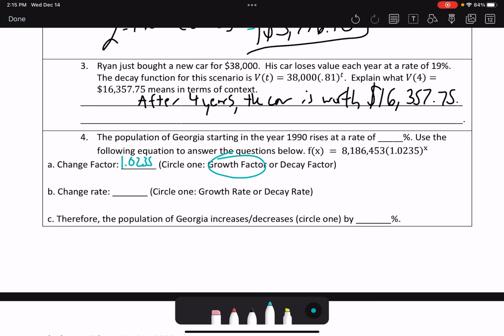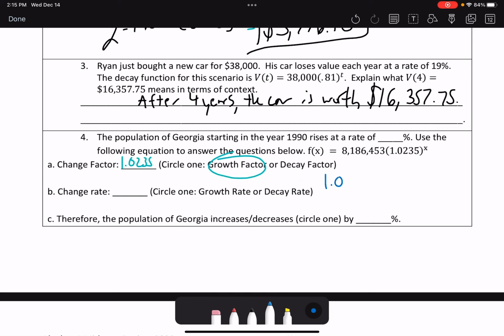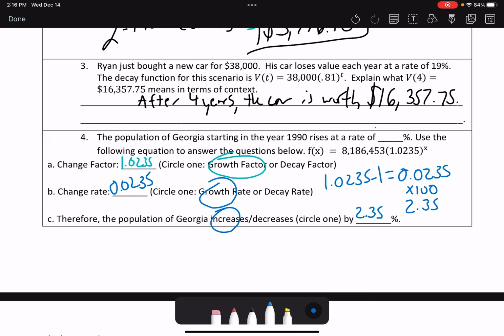To find my rate, I'm going to take that 1.0235 and subtract the value of 1, which is going to give me 0.0235. But because I had a growth factor, this is also going to be a growth rate. And I now want to convert that to a percent. So I'm going to multiply that by 100 to get me 2.35%. So that means the Georgia population is increasing at a rate of 2.35%.